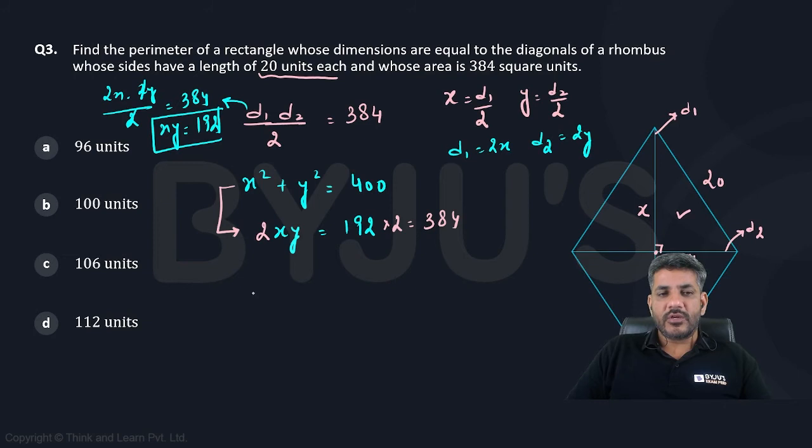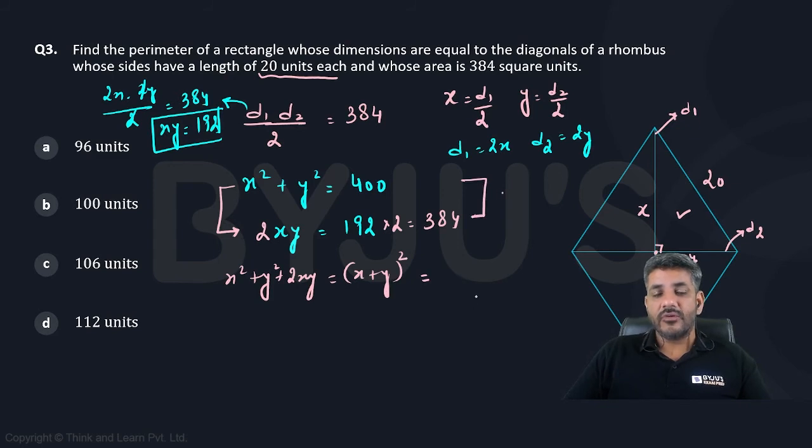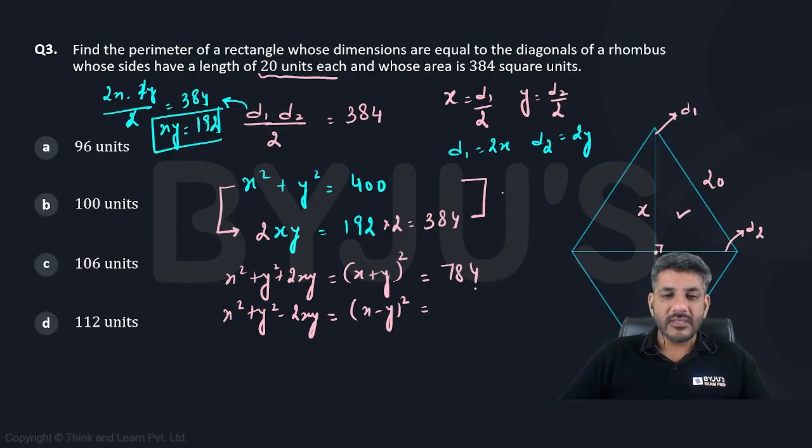What would I do with them now? Just add these two equations. You will have x square plus y square plus 2xy, which is basically x plus y whole square. And can I say it is equal to adding 400 and 384? I get 784. So x plus y whole square is 784. Similarly, what if I subtract them? I get x square plus y square minus 2xy, which is equal to x minus y whole square. x minus y whole square is equal to 400 minus 384, which is equal to 16.